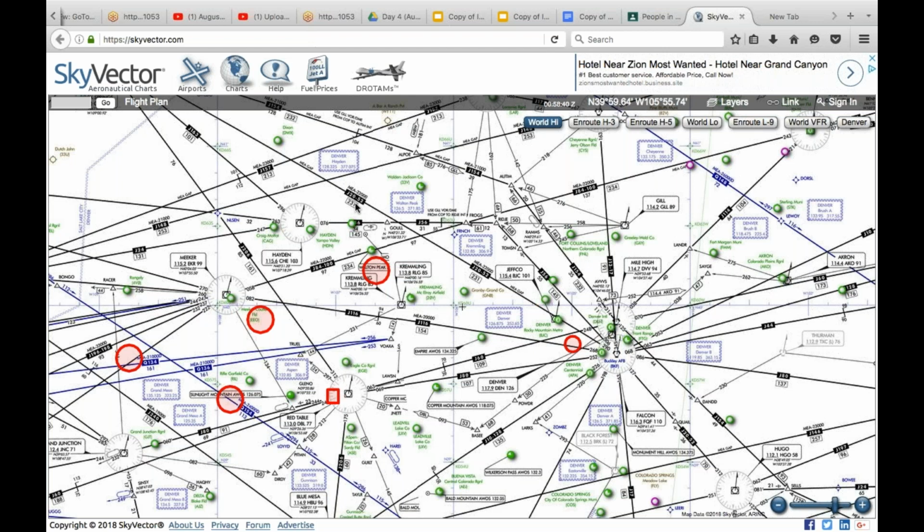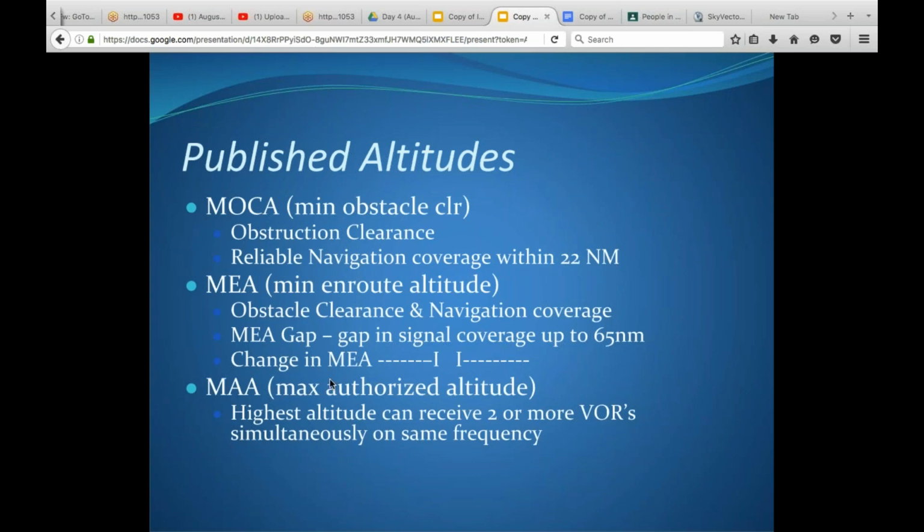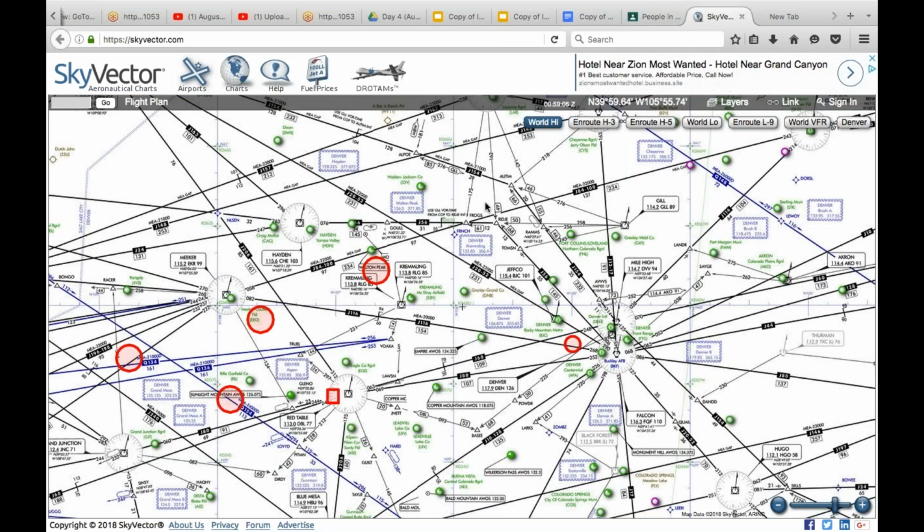So part of the MEA is that it's also going to be your navigation coverage. They want that for not only obstacle coverage but the navigation coverage. So that's why it's not 18. If we went to somewhere that was completely flat, it probably would be 18,000 feet. But they're going to be a lot higher because we're in the middle of the Rockies, and you need to be able to get up higher to find those VORs.